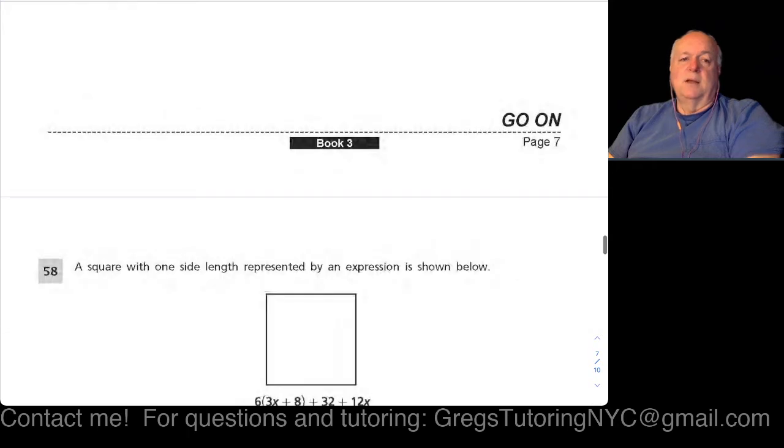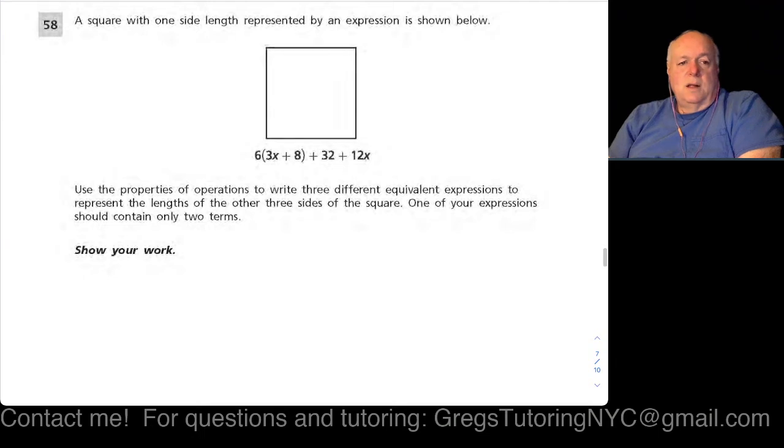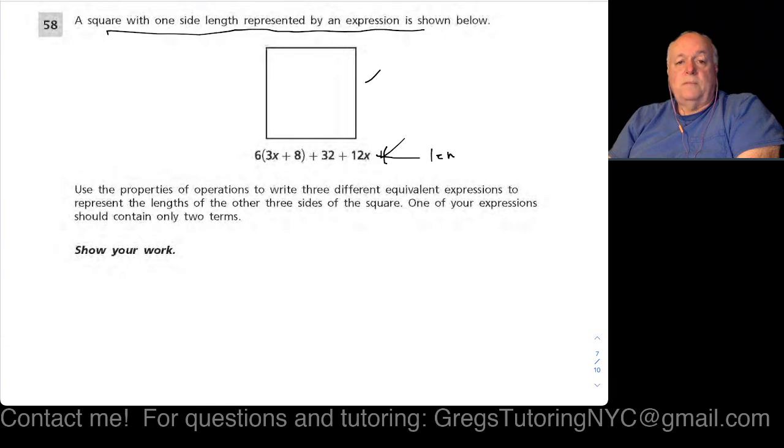Oh, this one I think wreaked havoc on the students. So we have what looks like a square and what looks like an expression. And unfortunately, that's all they're telling us. So let's go to the words. A square with one side represented by the expression is shown below. So they're telling you this here, that's the length of a side. That's the length of a side of that rectangle.